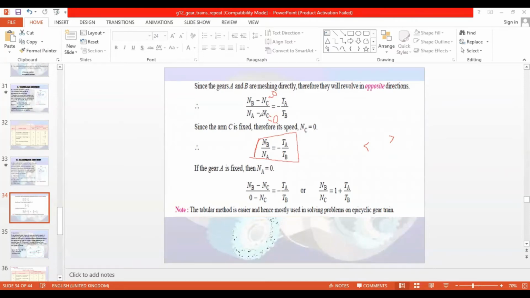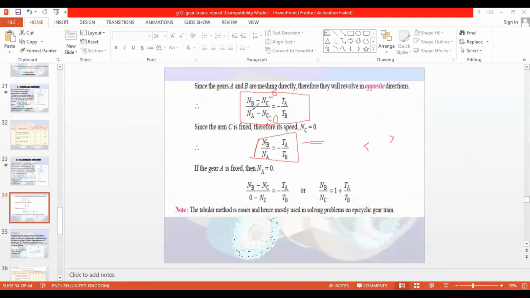Now we are going to fix NA also. So if I fix NA here, this NA is going to be 0, right? But here now we are not talking about NC being fixed. If NC is fixed, then this is a condition. So this is the standard formula, right? NB minus NC upon NA minus NC equal to TA upon TB. If I fix NC, if I fix the arm, I will put 0 here for NC, and the equation will become NB upon NA is equal to TA upon TB.